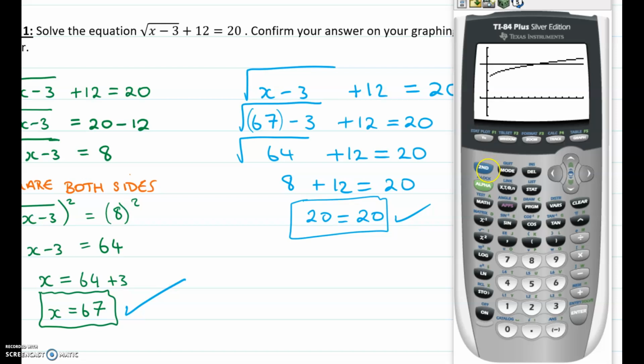And let's find the point where they intersect. So second calc 5 is for intersection. And just press enter once, twice, 3 times. And down at the bottom you see here that x equals 67. In other words, when we graph each side of the equation separately, the two functions, the two sides, give you a point of intersection when x equals 67.